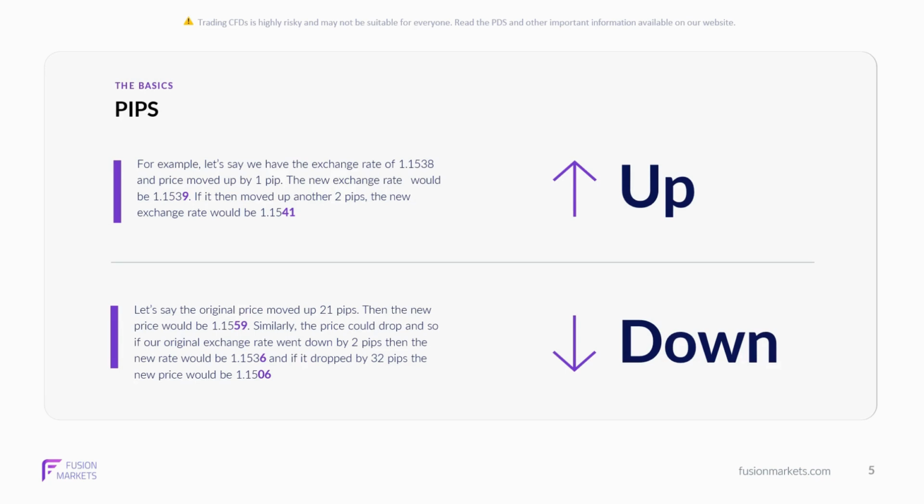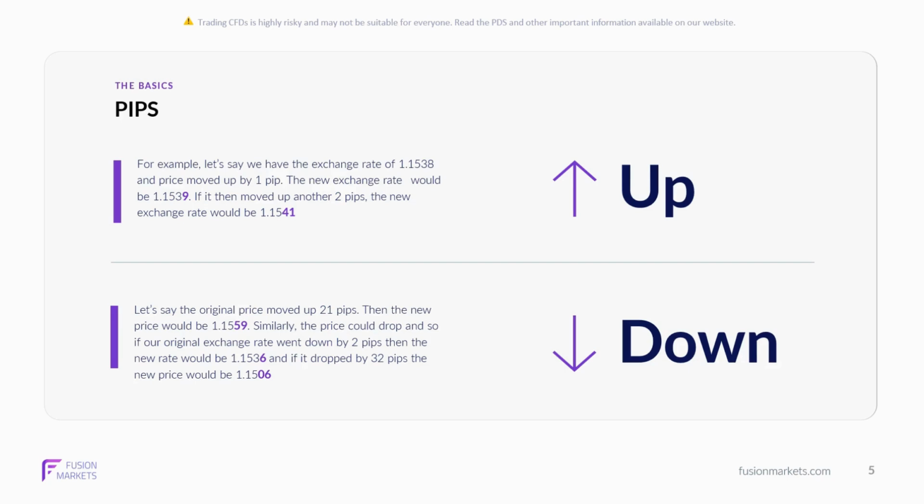For example, let's say we have our exchange rate of 1.1538 and price moved up by 1 pip. The new exchange rate would be 1.1539. If it then moved up another 2 pips, the new exchange rate would be 1.1541. So here we can see our original exchange rate. If it moved up by 1 pip, basically we add 1 pip to this 8 here, which gives us 1.1539. If it then moved up another 2 pips, we add 2 to this 39 here, which gives us 1.1541.